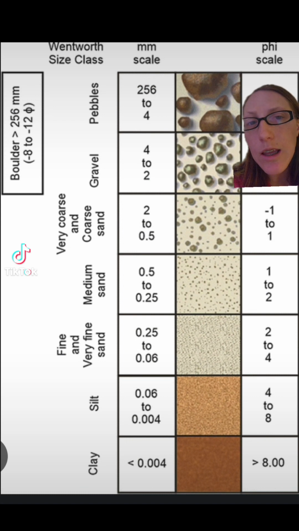Obviously, it does keep going past this, but at that point we can see it all with our naked eye and not need to really measure it because it can sit in our hand. But if it has this gravel size, so 2 millimeters all the way up to 256 millimeters, that's a conglomerate.